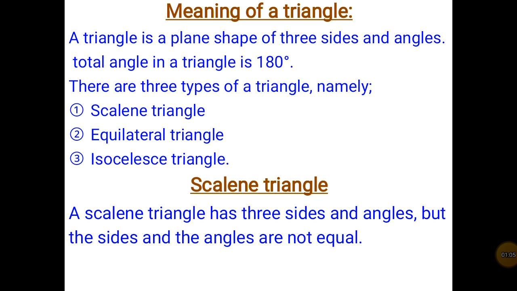Now, to start with, we have scalene triangle. A scalene triangle has 3 sides and angles, but the sides and the angles are not equal. So that is a scalene triangle.